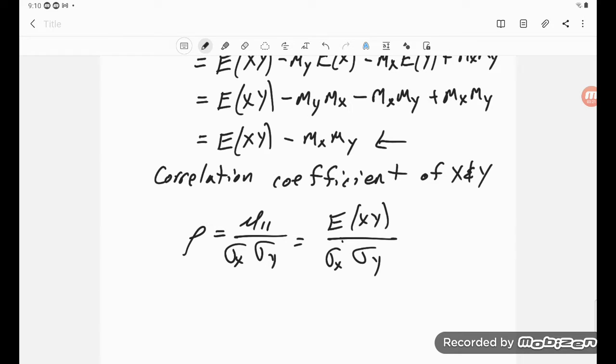And we're told right away that the absolute value of this number is bounded. So let me write that: the absolute value of rho is less than or equal to 1. They do a little proof of that. I'm not going to bother with the proof in here.